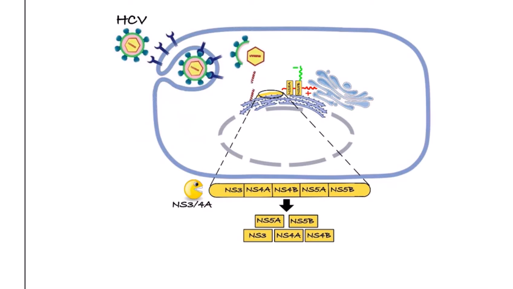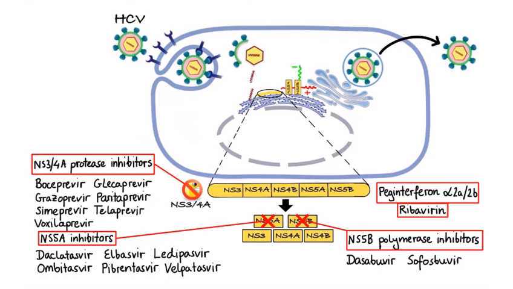So these are the drugs. The NS3/4A protease inhibitors are glecaprevir, grazoprevir, telaprevir, and oxalaprevir. The drugs that act on NS5A are daclatasvir, ombitasvir, and ledipasvir. The drugs that inhibit NS5B polymerase are dasabuvir and sofosbuvir. Whereas there are also other drugs like interferon, peginterferon, and ribavirin that act against the hepatitis C virus.